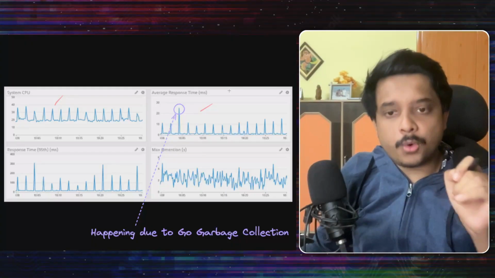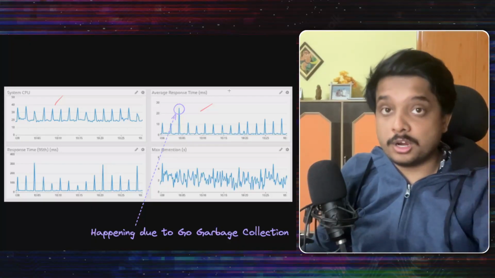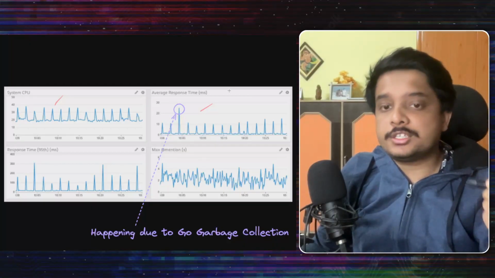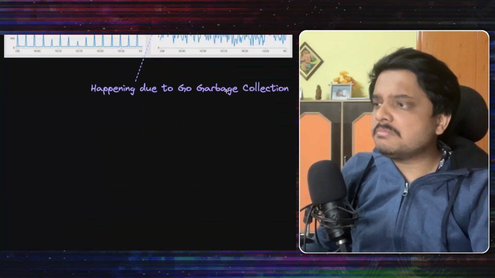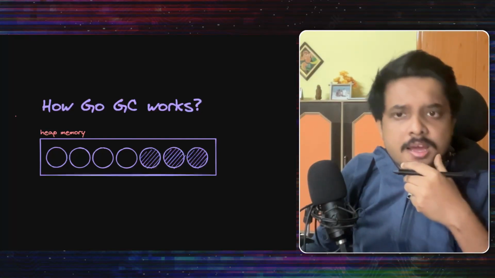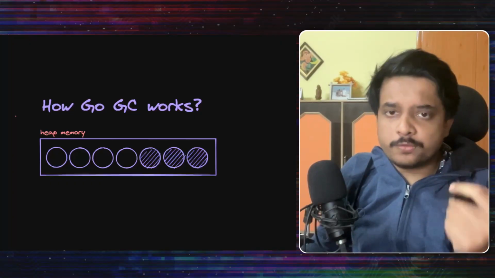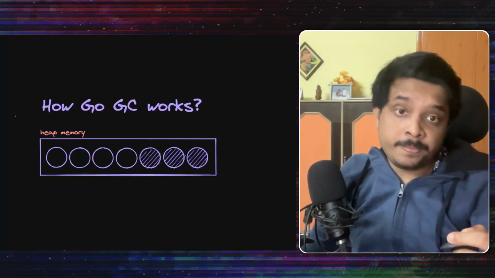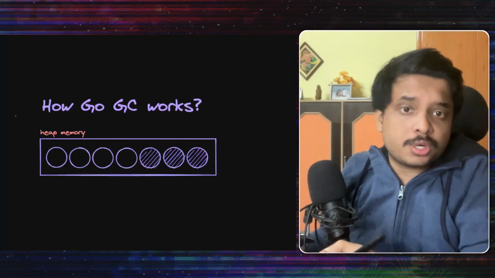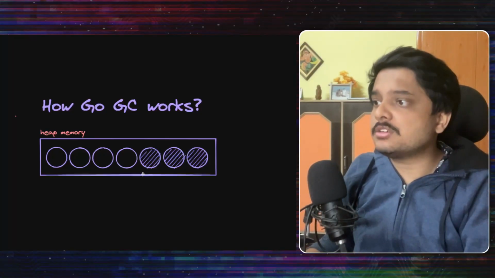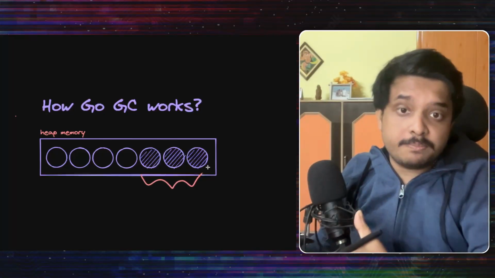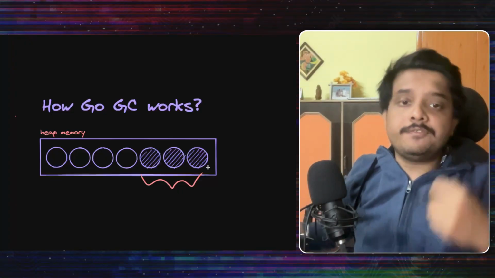To understand why Go's garbage collection was causing this, we need to understand how it works. In garbage collection, in Go or any other programming language for that matter, it tries to remove the objects in the heap that have moved out of scope, or that nothing in the program is referencing anymore. So these are useless objects, arrays, etc. that Go put in the heap memory, and by removing them, it can free up the memory.